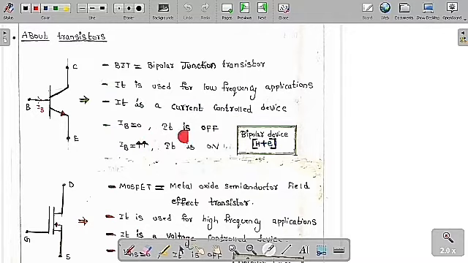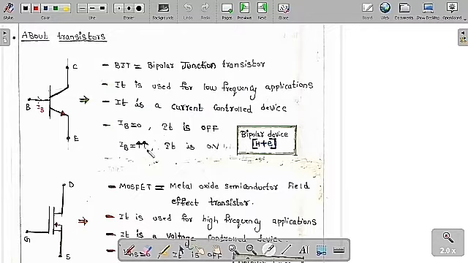When IB is equal to 0, it is off. When IB is equal to 0, the switch is open. When IB increases, it is on. So you can control both the on and off state. It is basically a fully controlled device because we can control both the on and off state of the switch, so it is called a fully controlled switch.